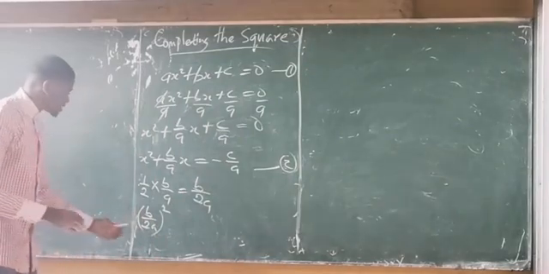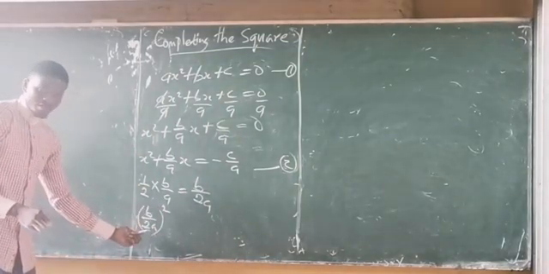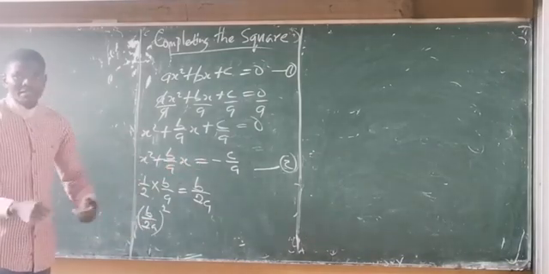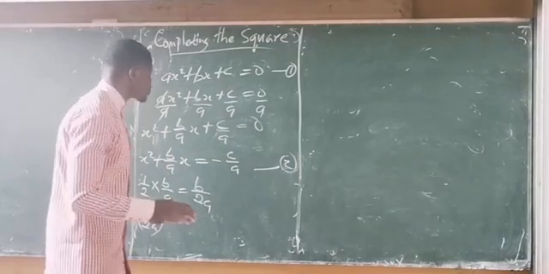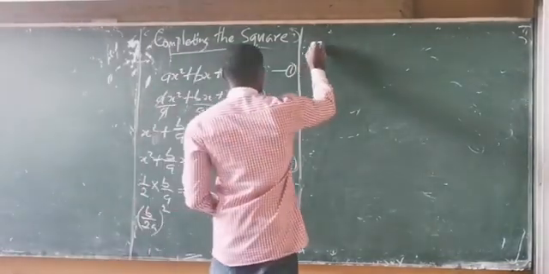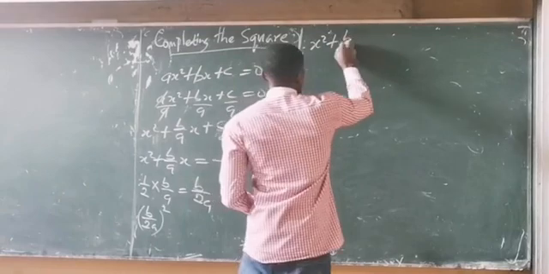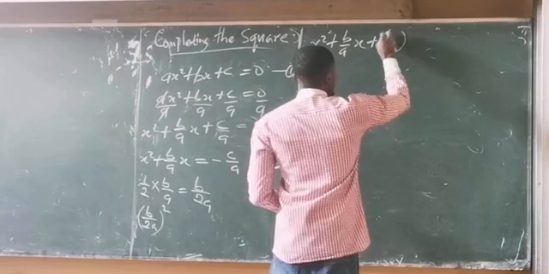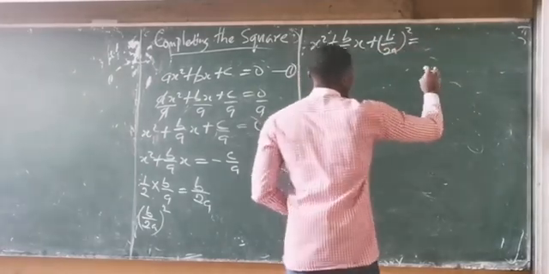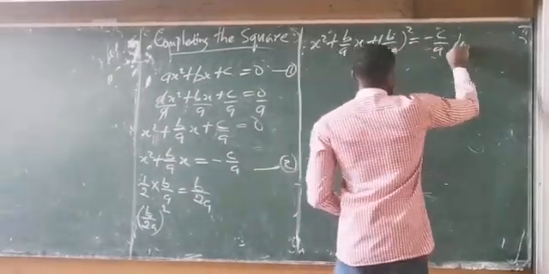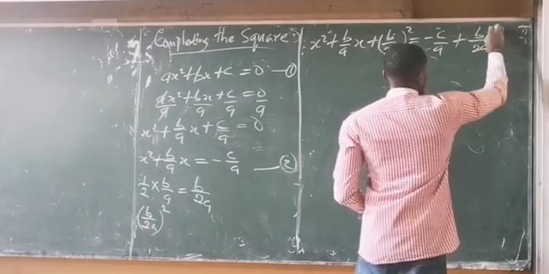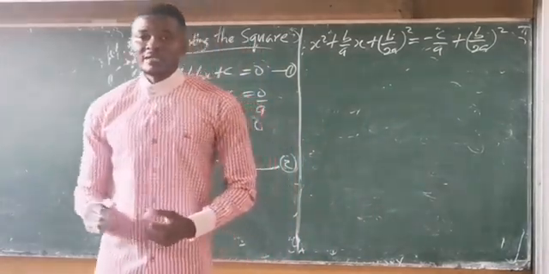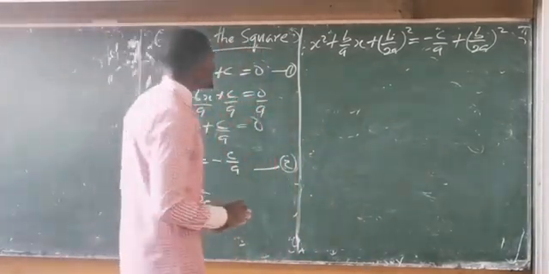So after obtaining b over 2a, you square b over 2a. You now add this to equation 2. That is where you complete the square. If you add it to both sides, you have x squared plus b over a x plus b over 2a all squared, and that's equal to minus c over a plus b over 2a all squared. With this done, you have actually completed the square.